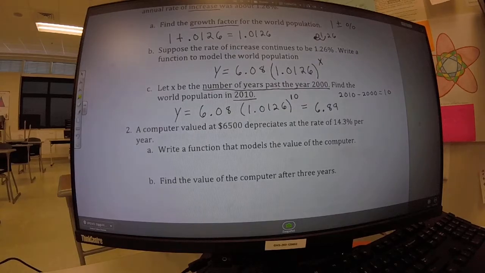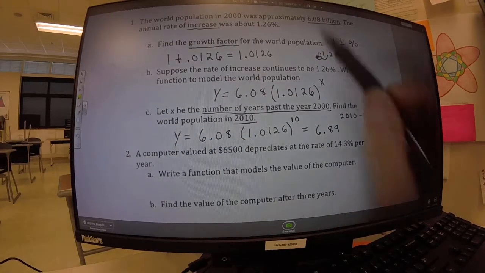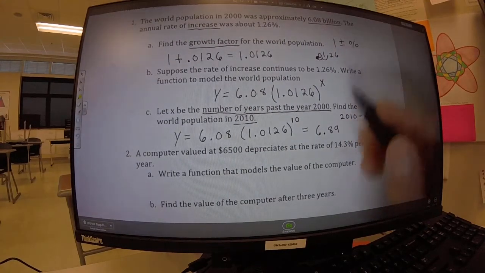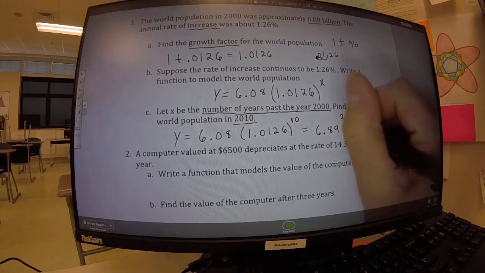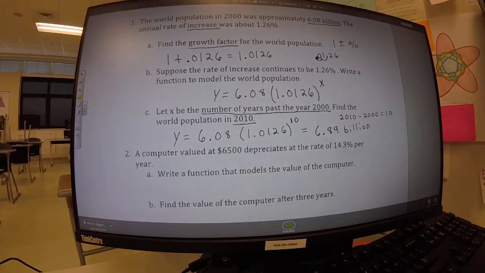Yeah, okay, so after 10 years, the population has grown from 6.08 billion to 6.89 billion. Okay? That's a pretty big jump, even though it's only going up 1% roughly per year. So we went from a little over 6 to we're getting close to 7 billion in just 10 years. All right? Think about that.